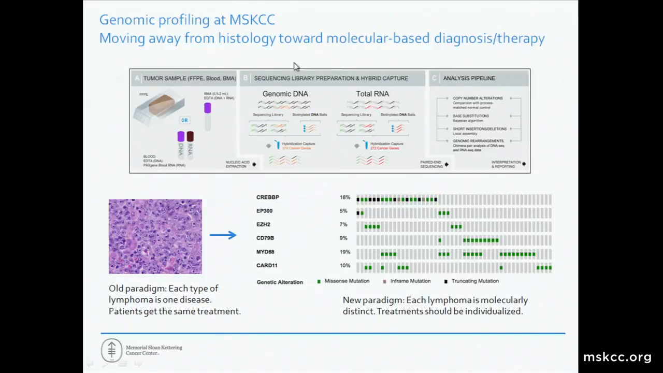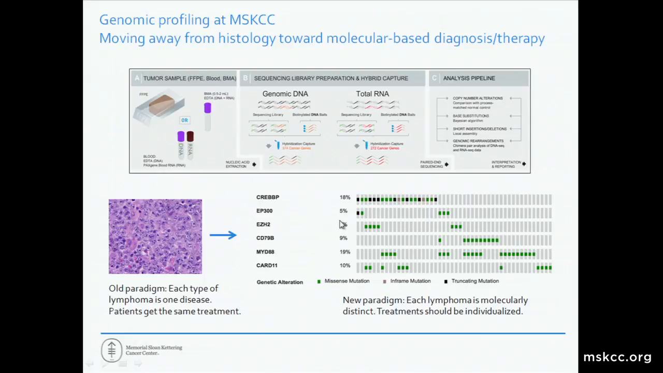So we're really, at MSK, we're trying to move from this old paradigm of just treating the histologies, a given histology the same, and moving to a new paradigm where each lymphoma is molecularly distinct. And so this is basically an outline of the workflow. A lot of the work that we did was originally a collaboration with Foundation Medicine, but as Dr. Arcila described, we're now doing this type of approach with our own MSK Impact platform.